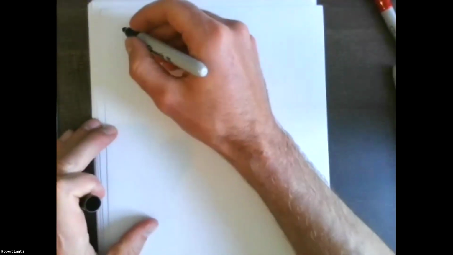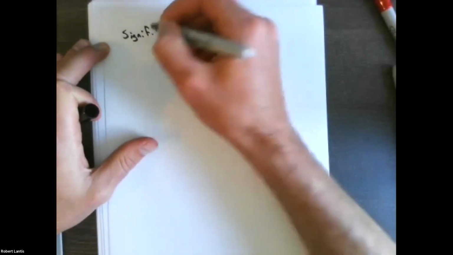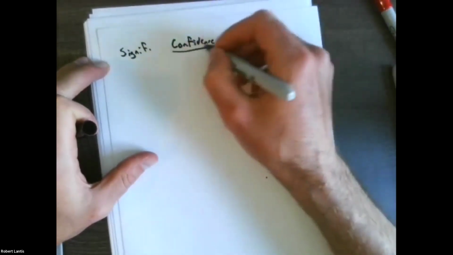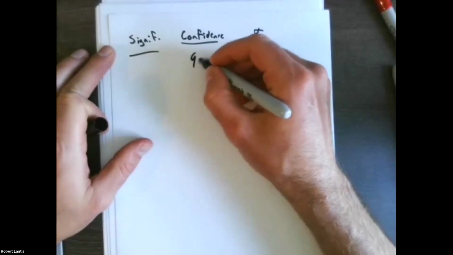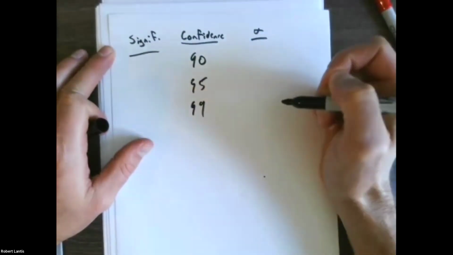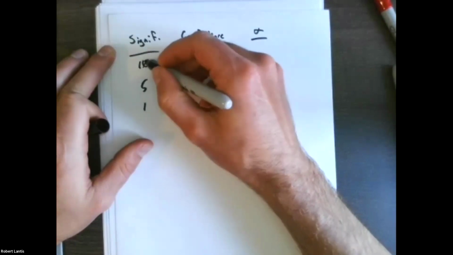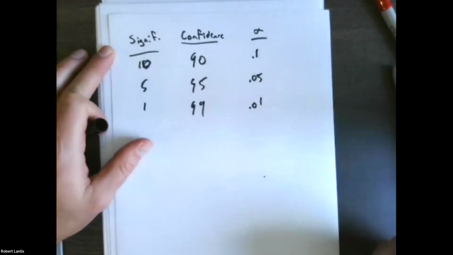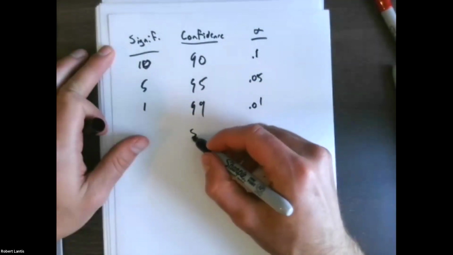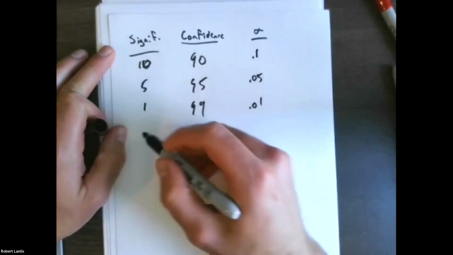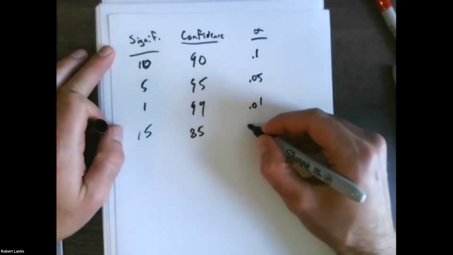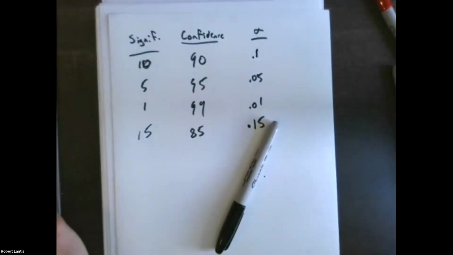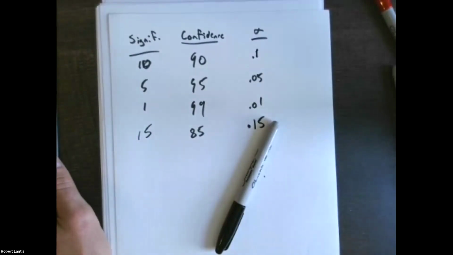Another way of thinking about this is, when I'm saying all of these, I've got significance level, I've got my confidence level, and I've got alpha. So usually we look at 90, 95, 99% confidence, 10, 5, 1% significance level, and 0.1, 0.05, 0.01 as my alpha. What if I wanted to do the 85% confidence level? Well, that would be a significance level of 15%, and my alpha there would be 0.15.